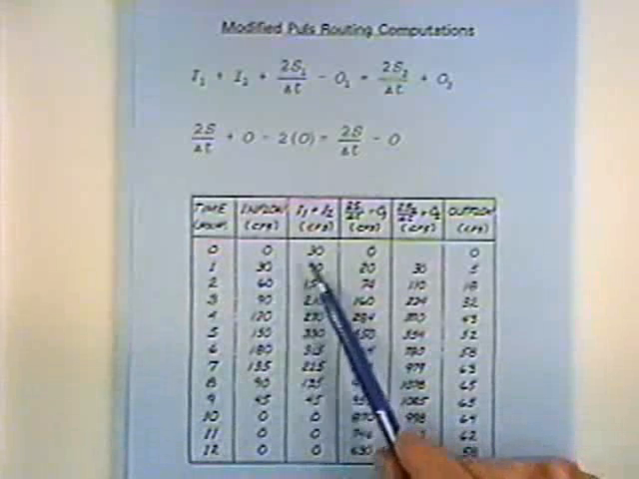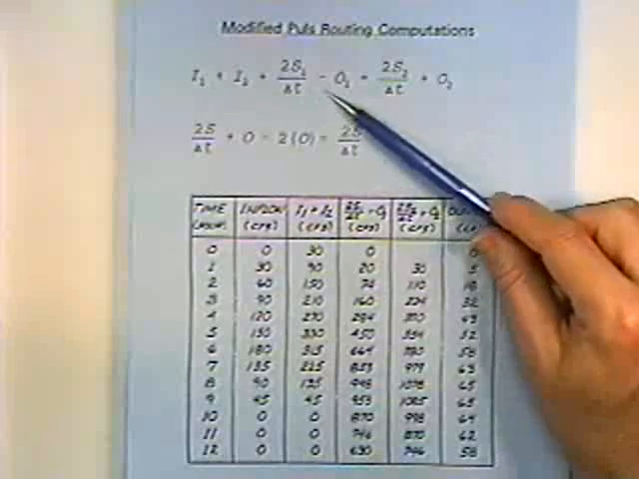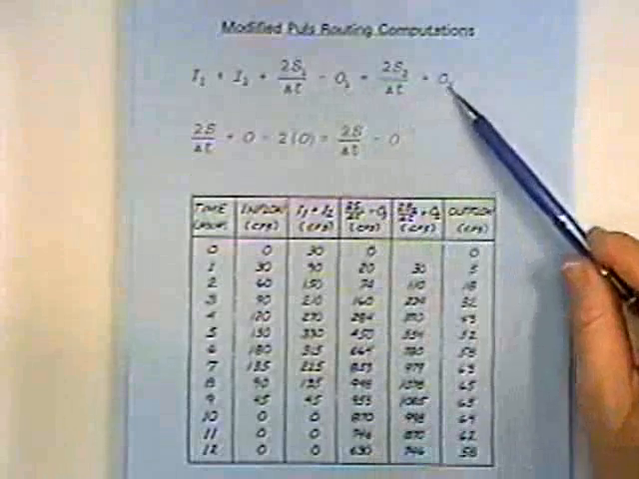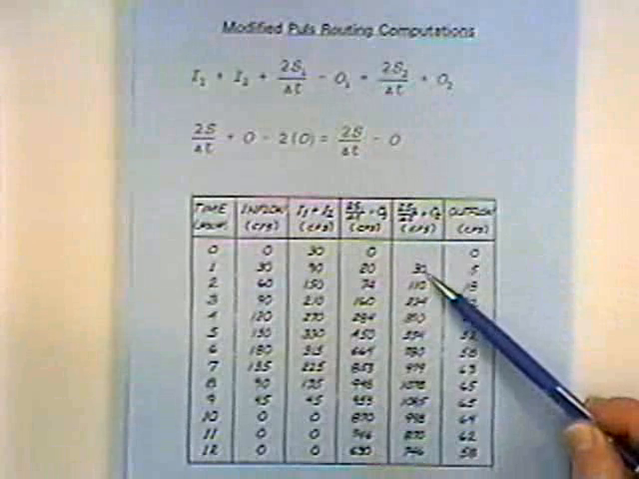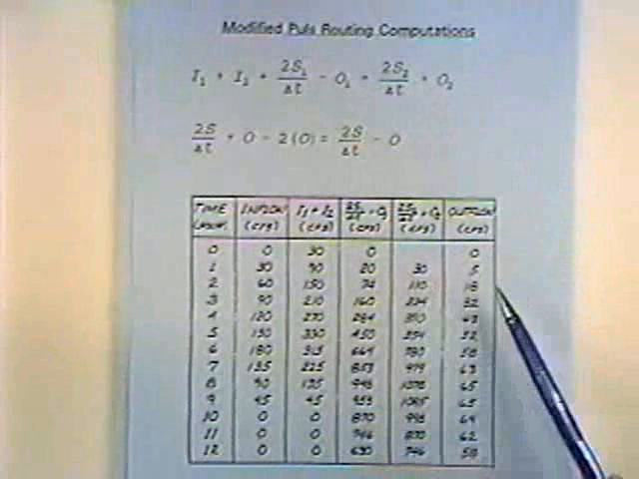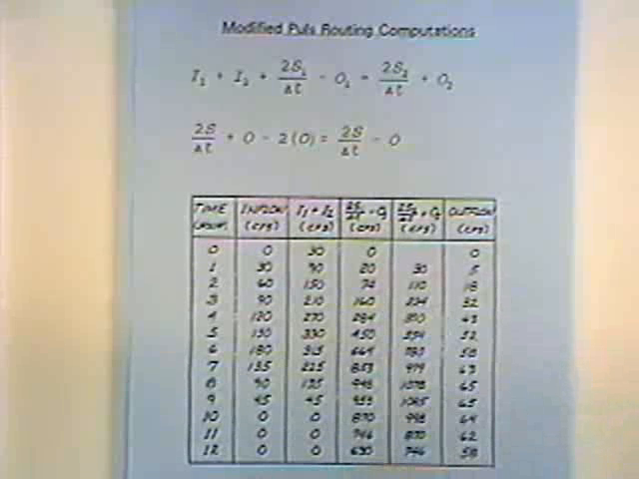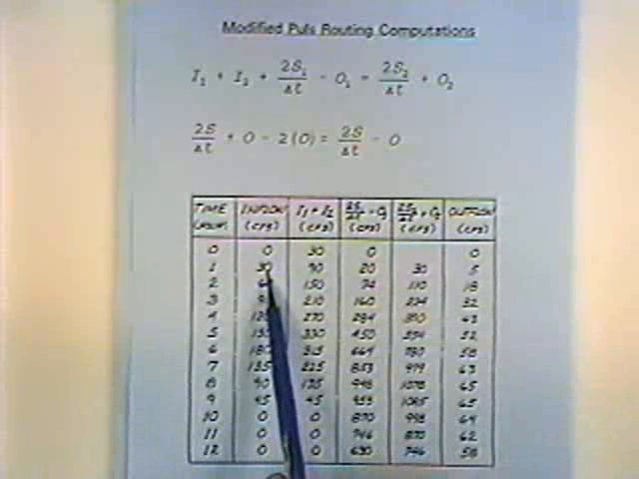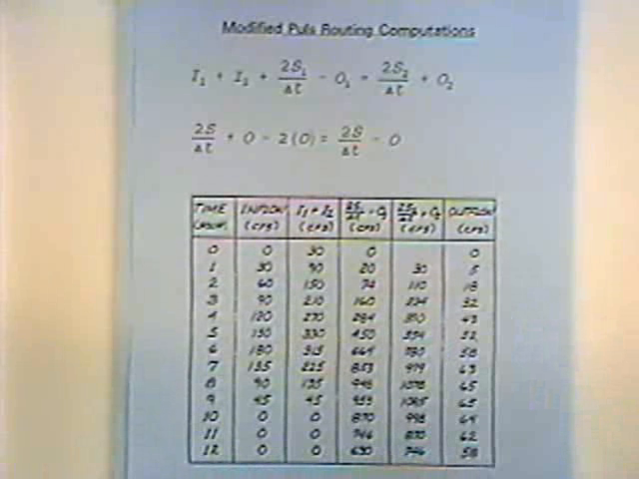And so we say 0 plus 30 is 30, I1 plus I2, and then we've got a 2S1 over delta T minus O1 of 0, which we add in, and we get 2S2 over delta T plus O2 of 30. And since these are subscripts 2, I'll put it on the line which I've designated the end of the time period. Then we take the 30 to the graph of the previous page and read out a 5. And so at 1 hour after time 0, we've got 30 cubic feet per second coming into the reservoir. We've got 5 cubic feet per second leaving it with outlet structures.